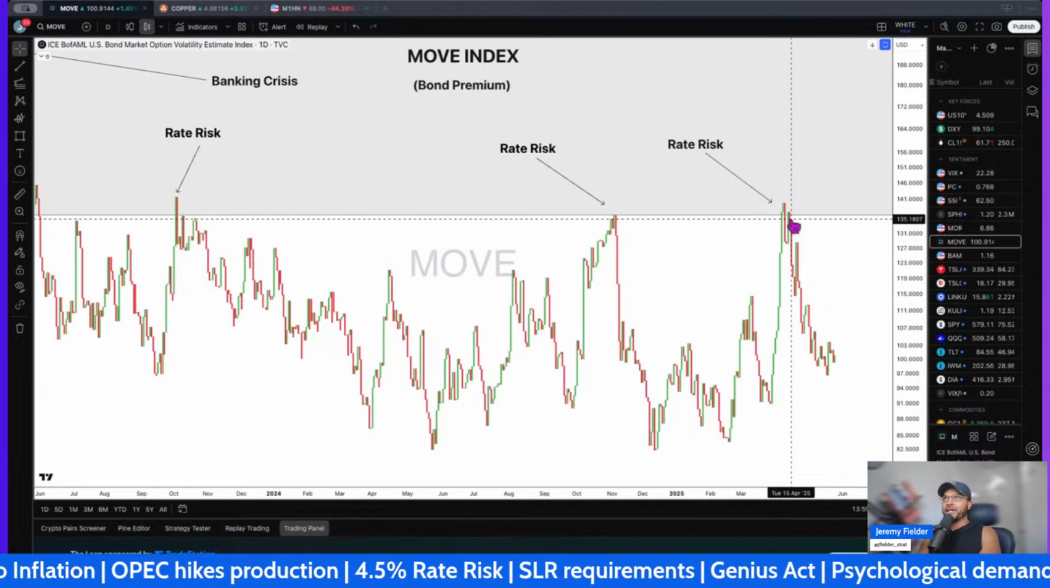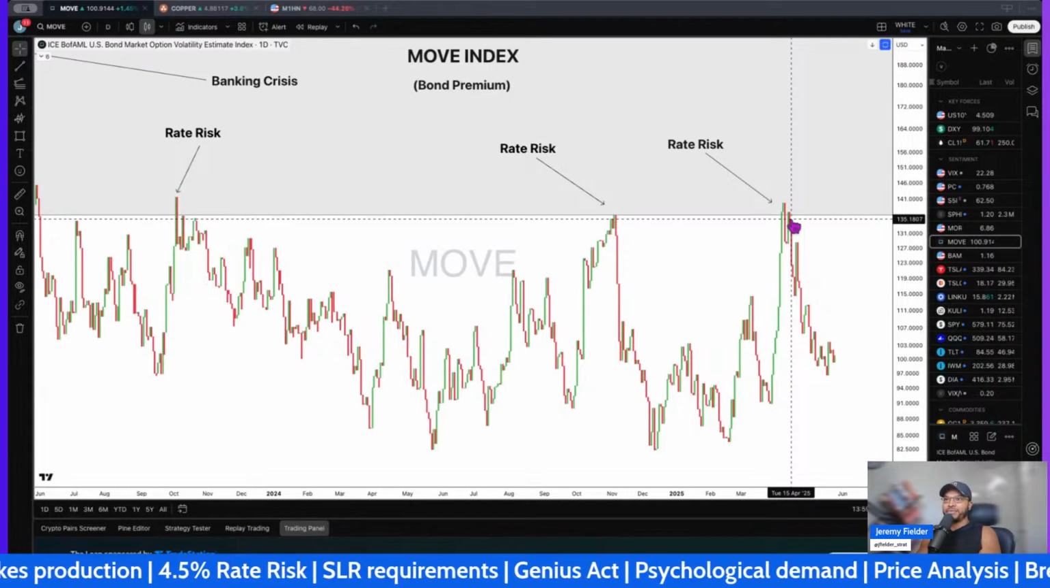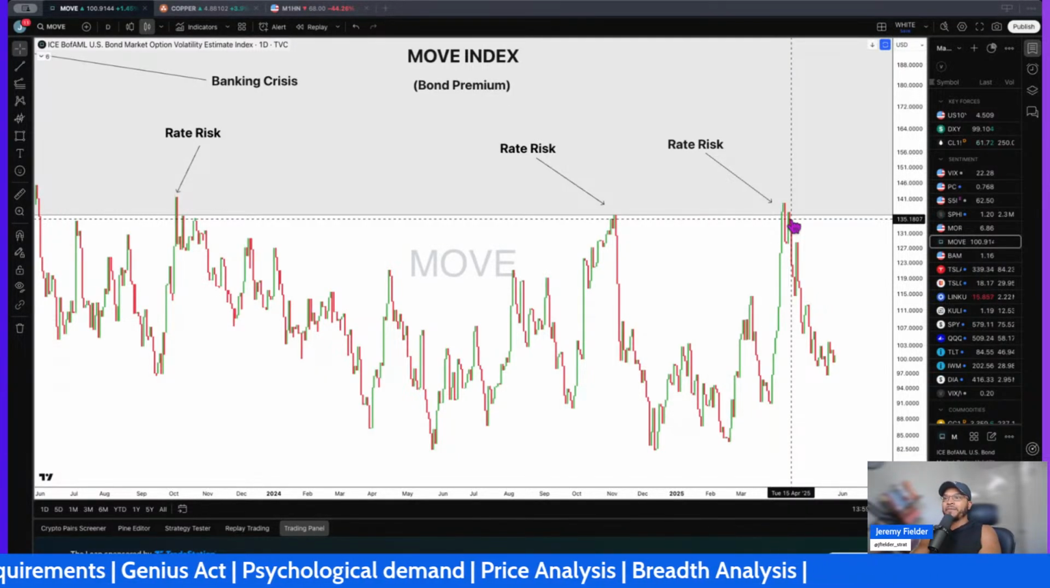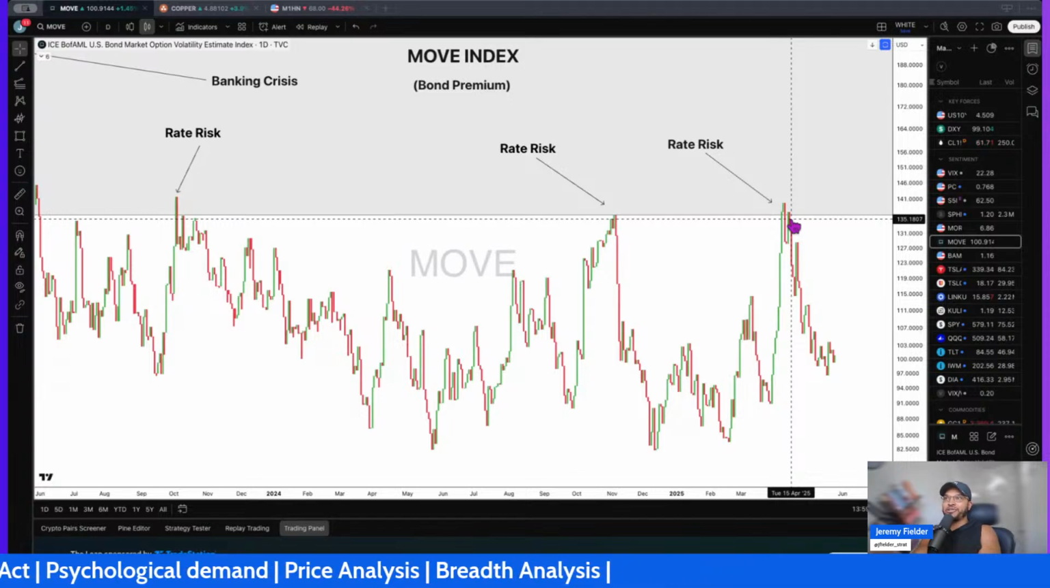Remember the other day we had a bad treasury auction, meaning when the US Treasury came to sell bonds to the market, they did not buy the bonds at that level. They said, hey, you need to increase that yield.